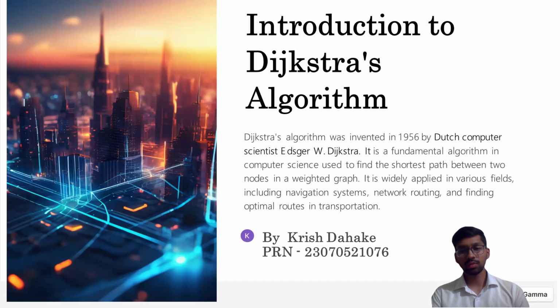Dijkstra's algorithm is basically a shortest path between two nodes or a shortest distance between two points. If we see the example, the most famous example for this is Google Maps. As Google Maps shows us the shortest distance between two locations. It is the best example for this. Then we move to next slide.